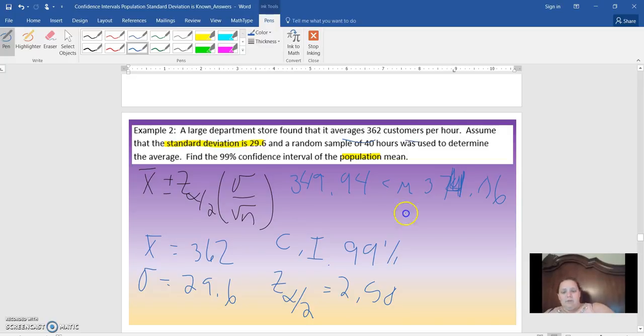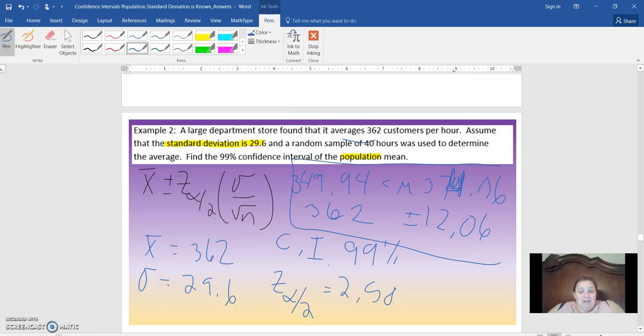If I needed to write it with a plus or minus 362, then to find that error, all I have to do is 362 minus 349.94 and see if that's the exact same as 374.06 minus 362. And it is 12.06. And so regardless of how I ask for it, you can still find it. And look, that took us a minute, versus it was taking us like 5.